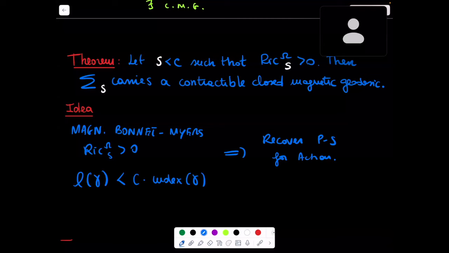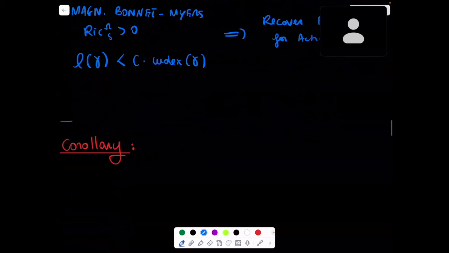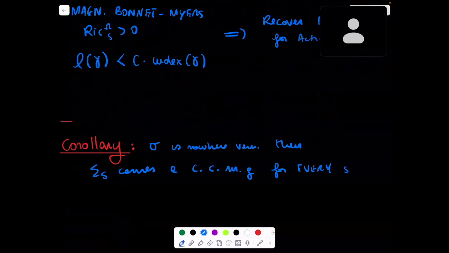Now, this theorem, together with the fact that nowhere vanishing magnetic systems are Ricci positively curved for small levels of the energy, implies a remarkable corollary. The corollary is the following. If sigma is nowhere vanishing, then sigma s carries a contractible closed magnetic geodesic for every s small. This is the first application.